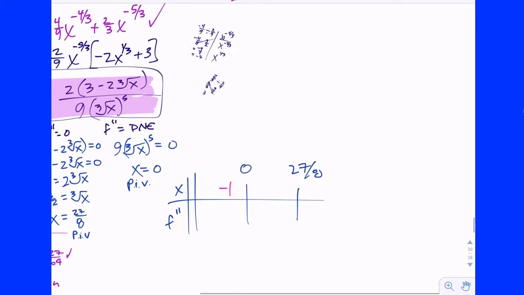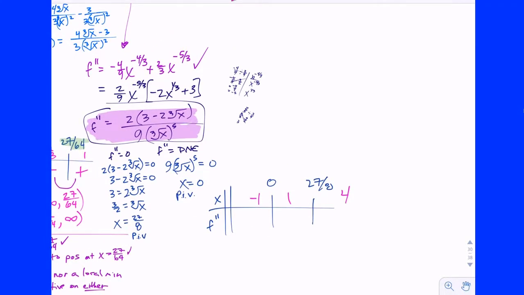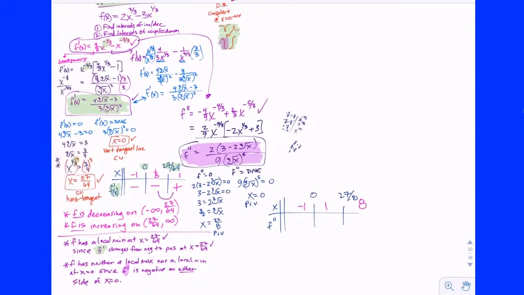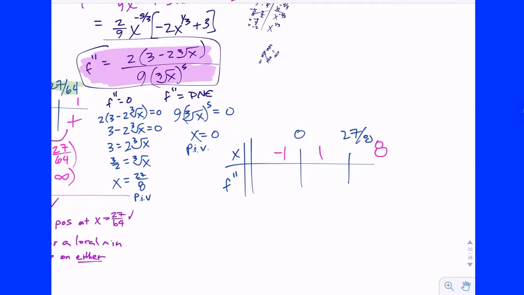27/8. That's about what? 3 point something? So maybe 4. And then what's something between there? Maybe 1 or 2. Something that's a nice perfect cube. Maybe 4 is not a good number because we have to take the cube root of it. What's a number that's a perfect cube bigger than 4? 8. How about 8? Yeah. Okay, all right, so now we're plugging it back into the purple, and we're, again, looking at the sign.